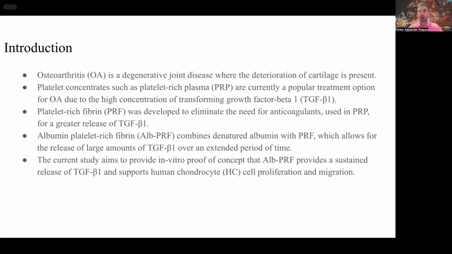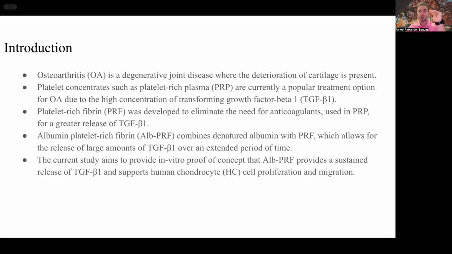Now, the one drawback of PRF is that despite its initial high release of important growth factors and healing molecules, it degrades quite quickly in the human body. So to address this limitation, a novel formulation known as albumin platelet-rich fibrin, Alb-PRF for short, combines this platelet-rich fibrin layer, again containing all these growth factors and healing molecules, with denatured albumin gel.